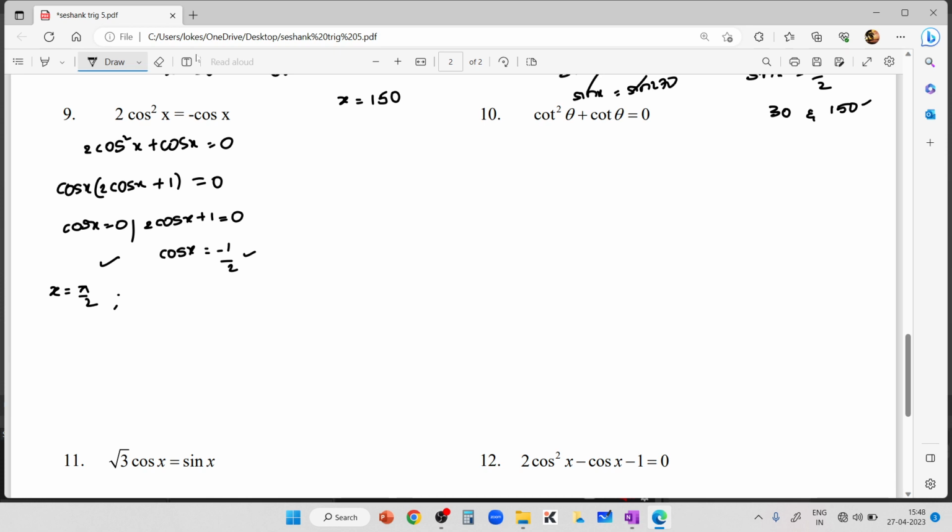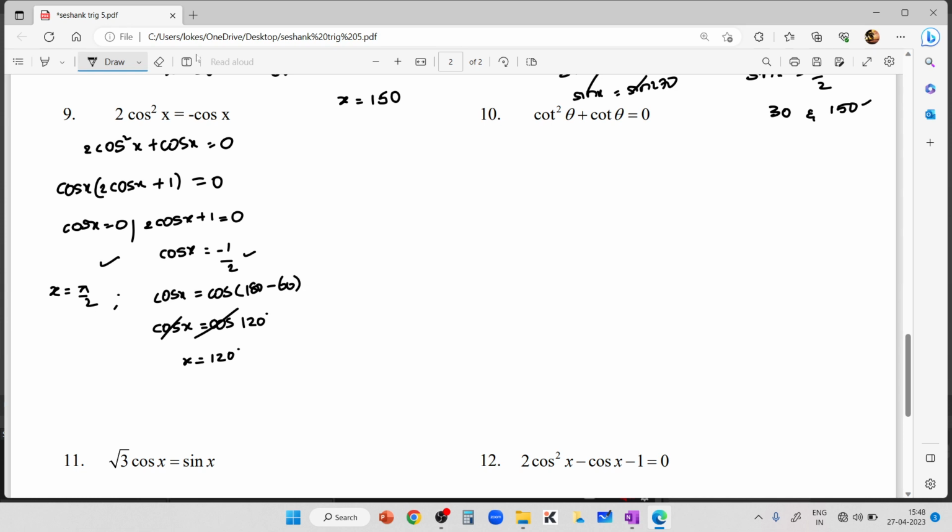But cos is negative in two quadrants, one is the second quadrant and the other is the third quadrant. So I can write cos x as cos 180 minus 60. So cos x is equal to cos 120. So cos gets cancelled. x is equal to 120.